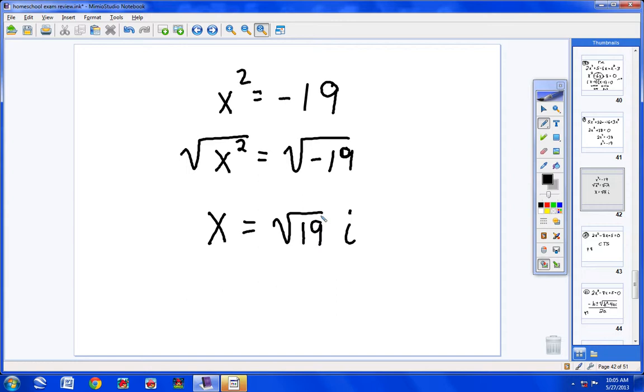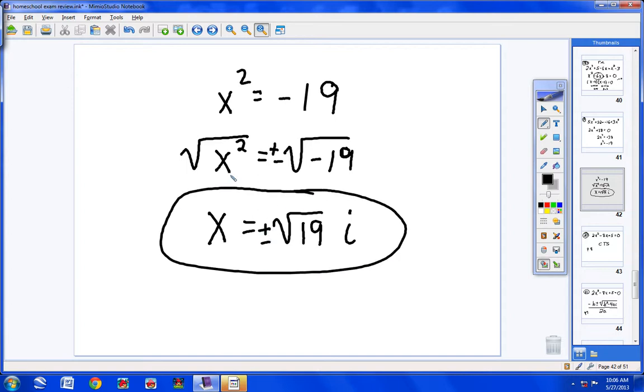Oh, you know what I forgot to do? What did I forget to put in front of this radical right here? Plus minus. Michael, don't forget your plus minus. So there's your answer. Okay? So anytime you just have an x squared or an x cubed or an x to the fourth, get that variable all by itself and then take the square root of both sides, or the cube root of both sides, or the fourth root of both sides, depending on what type of variable or exponent that you have.